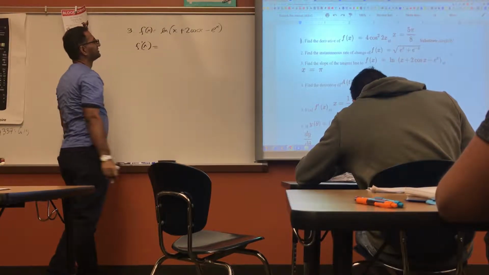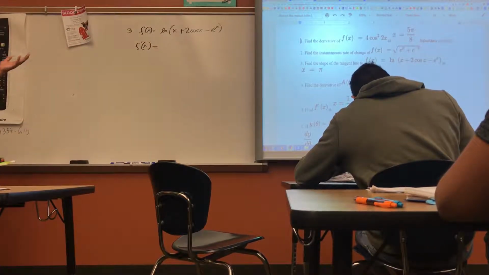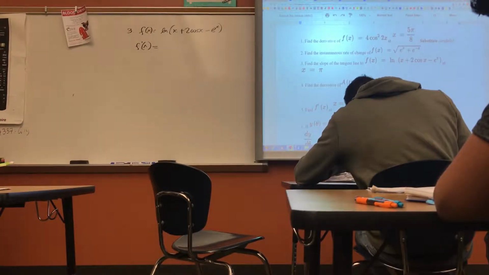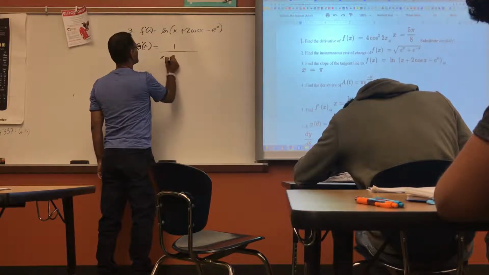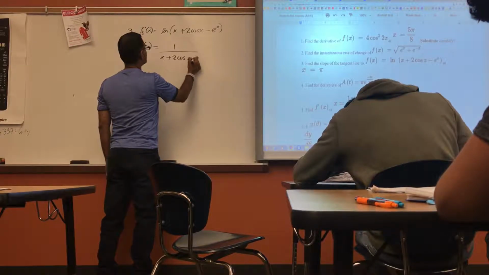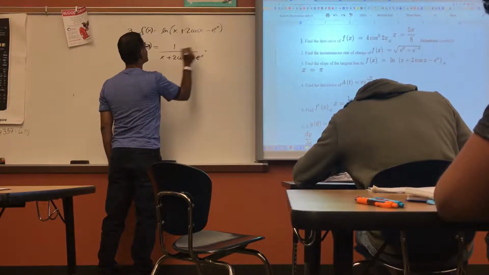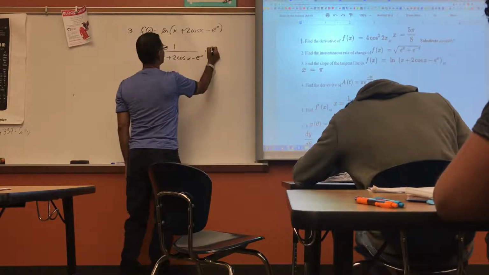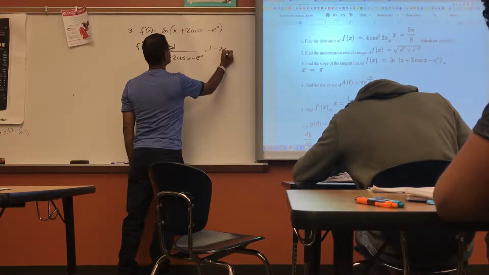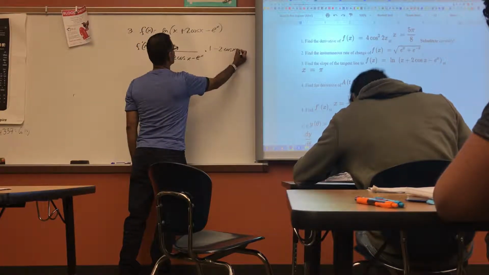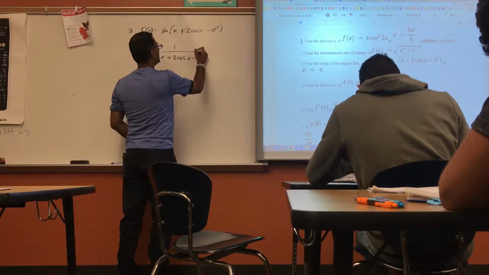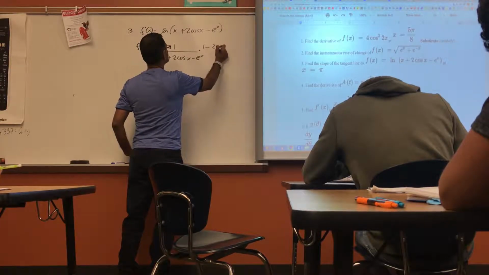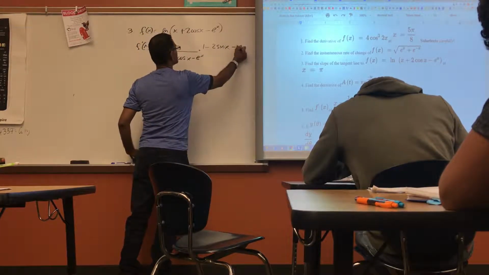You don't need to look at it weirdly. It's a simple problem. What's the derivative of ln monkey? 1 over monkey. 1 over monkey. So let's do 1 over monkey. So it's x plus 2 cos x minus e^x times 1, 1 minus 2 sin x, sorry, it's 1 minus 2 sin x minus e^x.